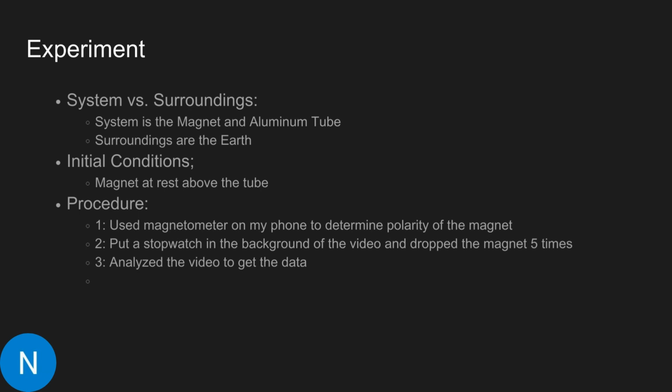So the system versus surroundings. The system is just the magnet and the aluminum tube. The surroundings are the Earth. The initial conditions are the magnet sits at rest at the top of the tube and then is dropped.